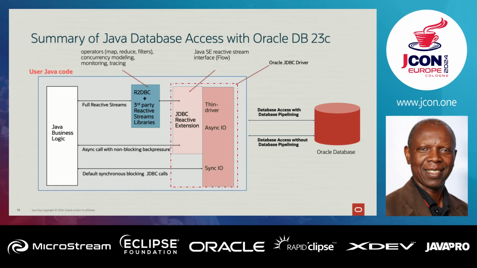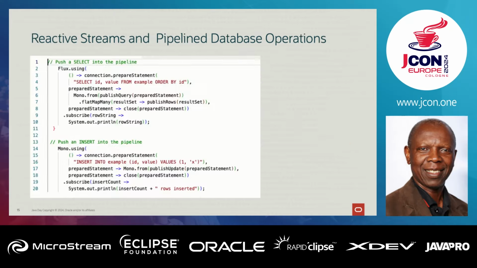So the picture is saying you can use a synchronous blocking call directly to the database, but that will not work with pipelining, because pipelining requires an async mechanism, right? So then you have to use either the reactive extension or reactive streams libraries, such as R2DBC or Project Reactor or Akka Streams, and this is an example with Project Reactor. So what this code is showing is that we have a select statement, select ID, blah, blah, blah.